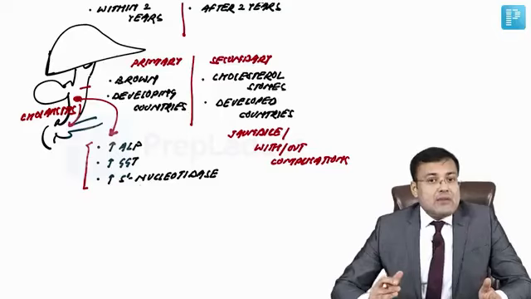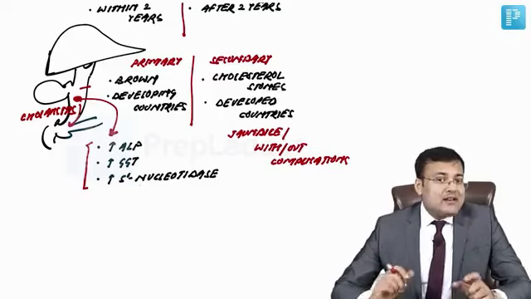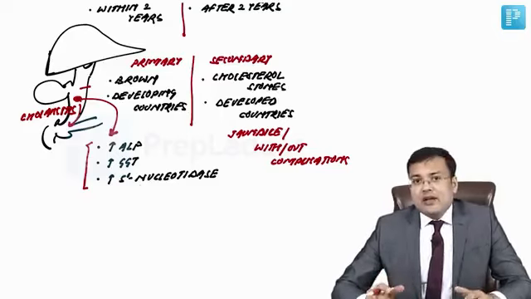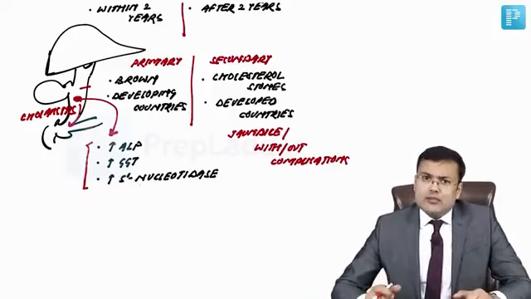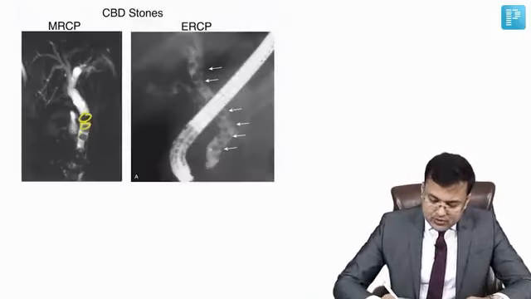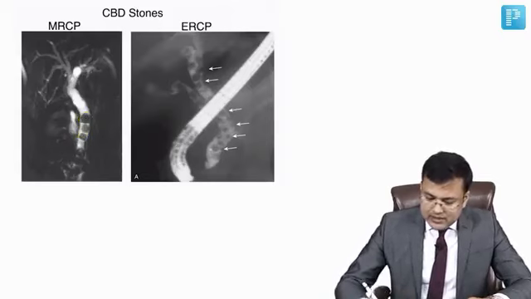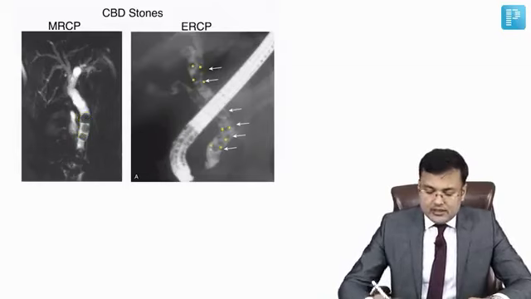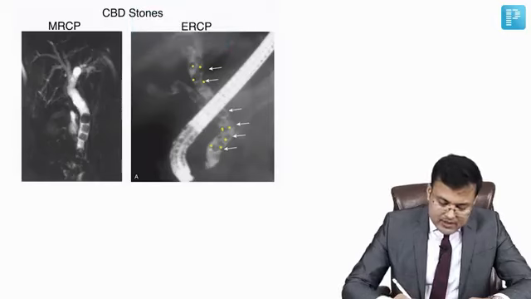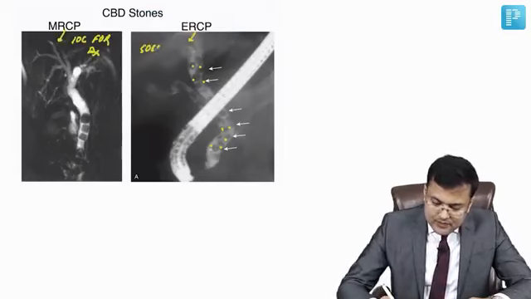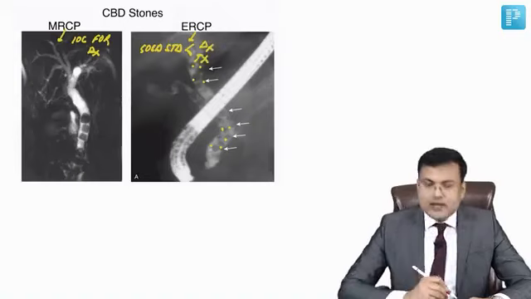What is the investigation of choice for CBD stone? You know, it is MRCP. And what is the gold standard investigation? ERCP. Why? Because ERCP is both diagnostic and therapeutic. You can see the picture. These are the stones on MRCP, and here you can see multiple stones on ERCP. So MRCP is the investigation of choice for diagnosis of CBD stone, and ERCP is the gold standard because it is diagnostic as well as therapeutic.